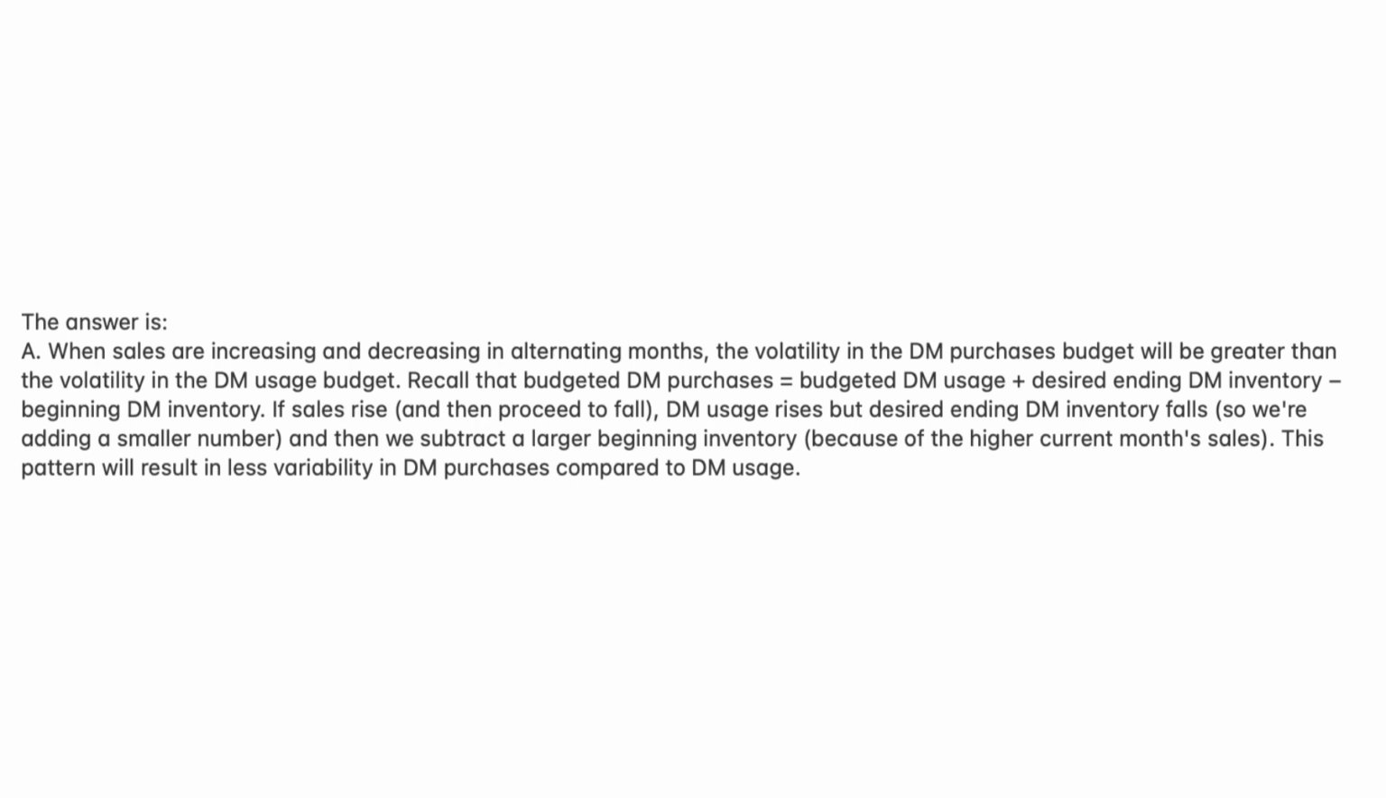Recall that budgeted DM purchases equals budgeted DM usage plus desired ending DM inventory minus beginning DM inventory. If sales rise, and then proceed to fall, DM usage rises but desired ending DM inventory falls, so we're adding a smaller number, and then we subtract a larger beginning inventory, because of the higher current month's sales. This pattern will result in less variability in DM purchases compared to DM usage.